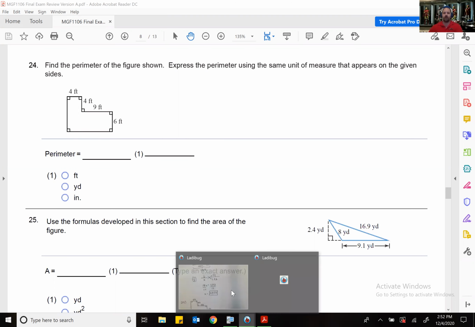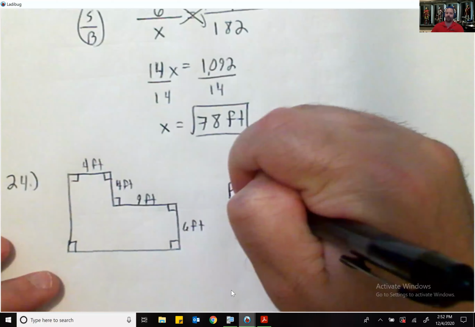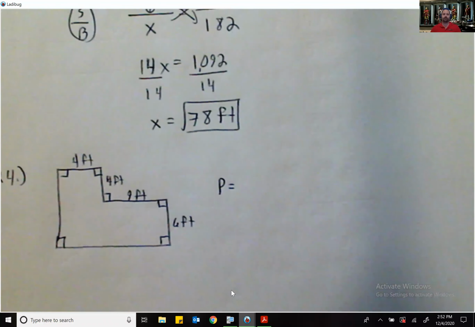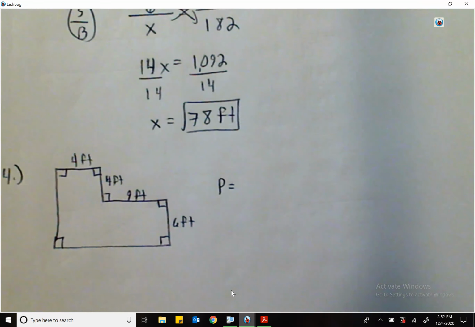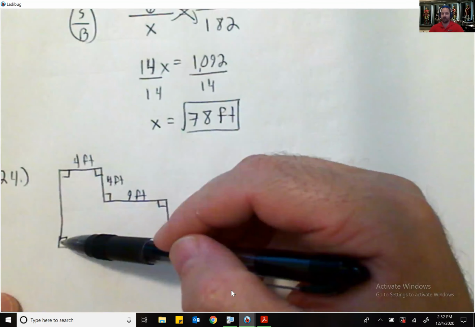Perfect. Now, how do you find perimeter? You can add all the sides up or length times width. Not length times width, that's area. But you're right with the first one. Add all the sides up. But do I have all the sides? No. So we still need to figure out this bottom side and this left-hand side right here.